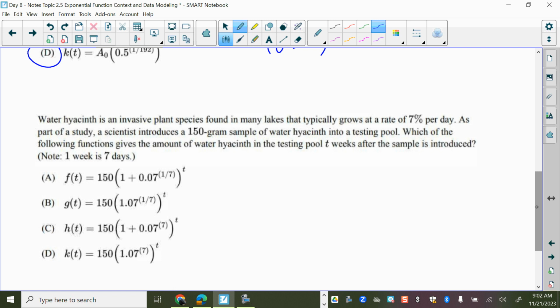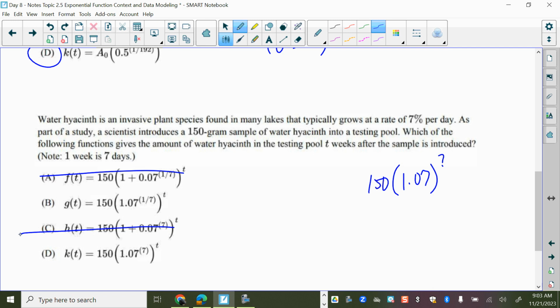All right. It grows at 7% a day. Oh, right there. You just told me the rate. So what should I put? I'll put 0.7. Okay. As a part of the study, they introduced 150. So there's my 150 in the front. So basically, this is my problem. I need to figure out the exponent, but already I can tell which answers are wrong. So you don't add it like that. You have to do the percents together. All right, 150 testing pool.